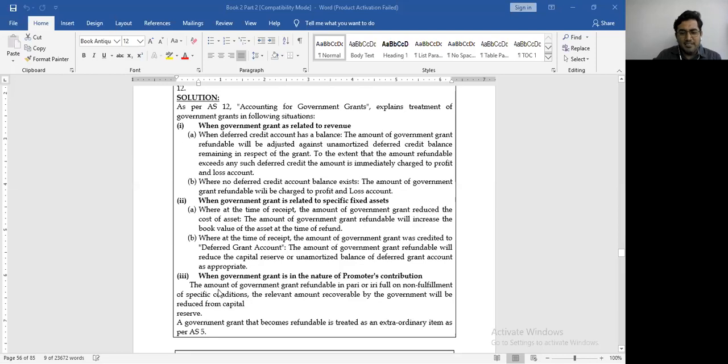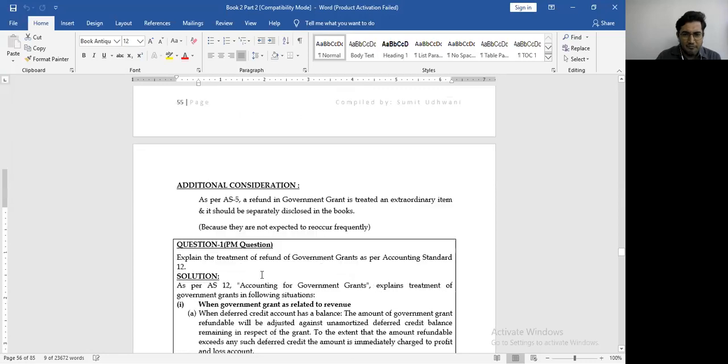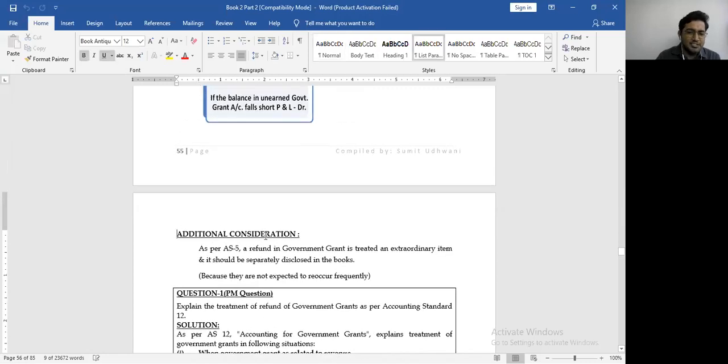When government grant is in the nature of promoter's contribution, the amount of government grant refundable in part or full on non-fulfillment of specified conditions, the relevant amount recoverable by the government will be reduced from the capital reserve. Important point. This is something that we are yet to see. So come to this additional consideration. Additional consideration, very important point.